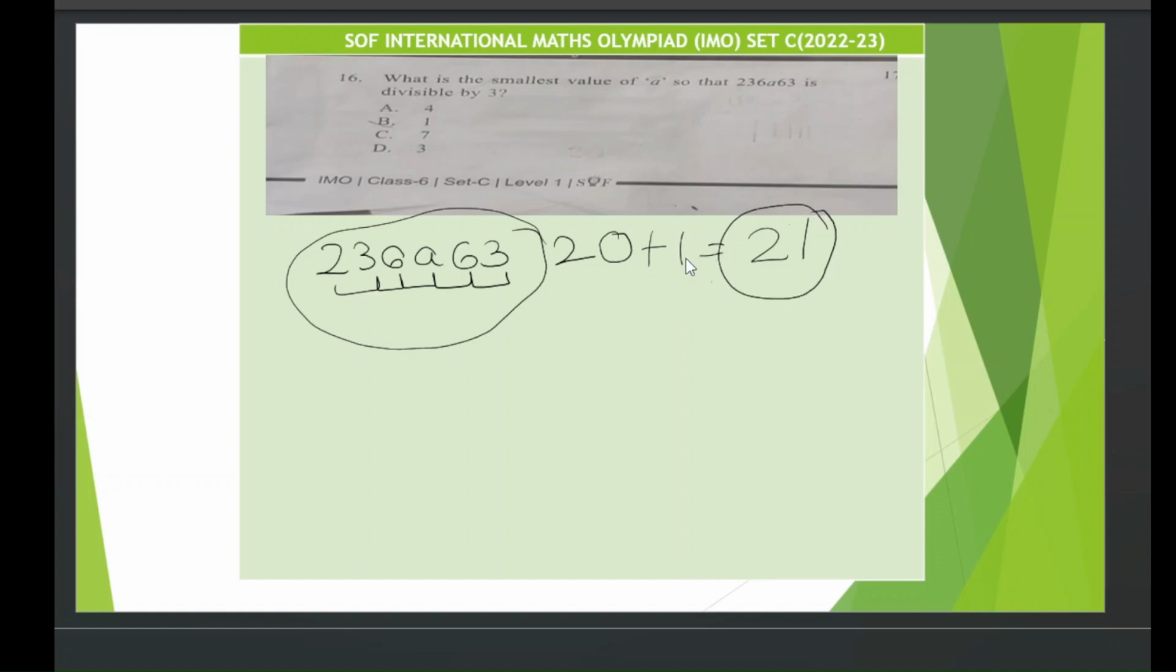Otherwise A could be anything. It could also be 4, then the sum becomes 24, since 3 eights are 24. But that is not the question. The question has clearly mentioned the smallest value of A. So 20 plus 1 will give us 21, which is a multiple of 3 because 3 sevens are 21. So option B for question number 16 says 1. That is the answer for question number 16. Let's move to the next question.